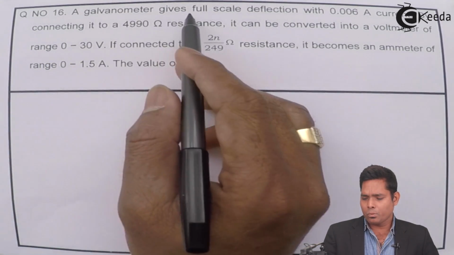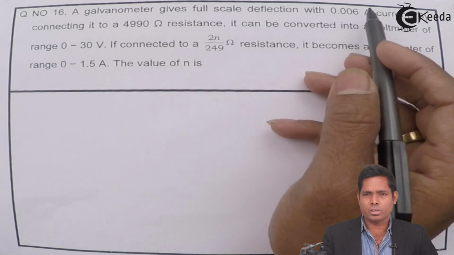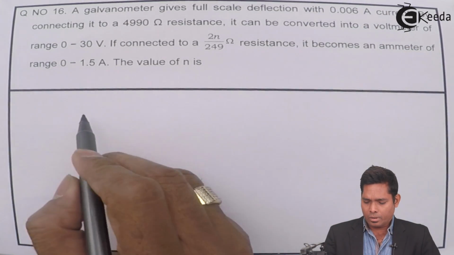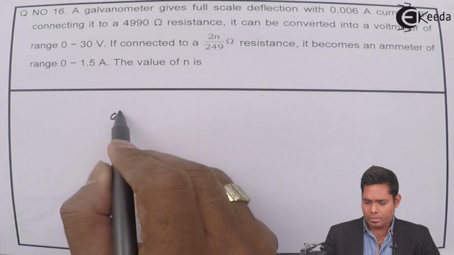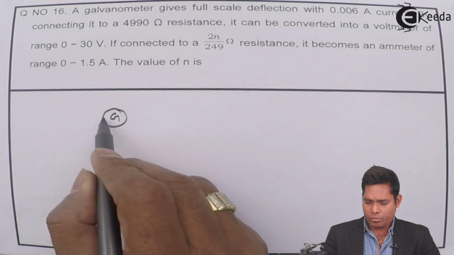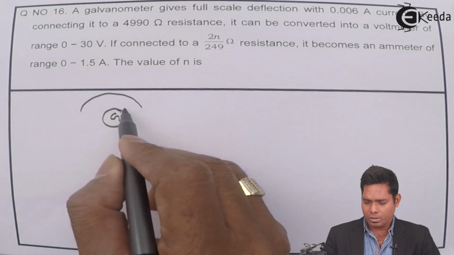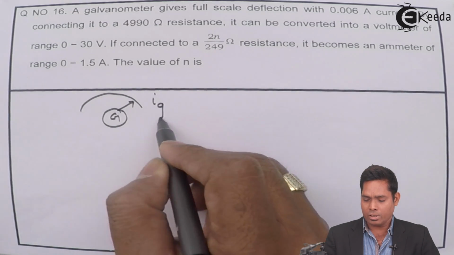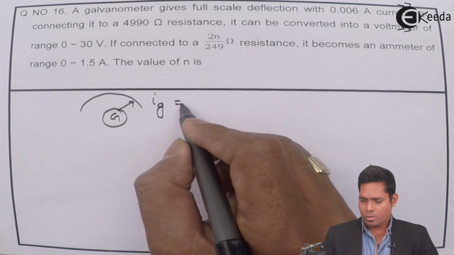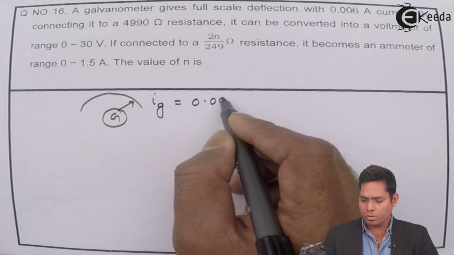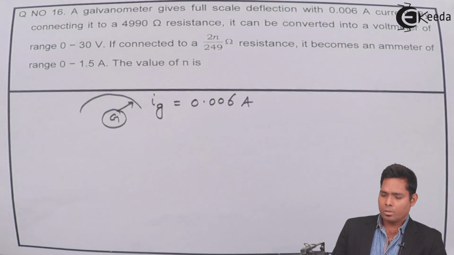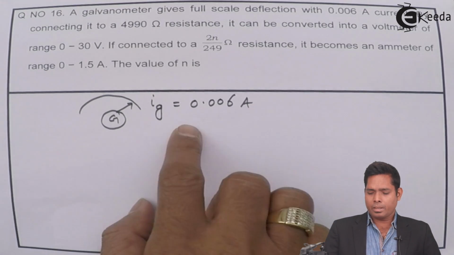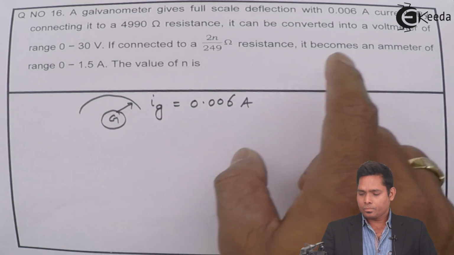A galvanometer gives full scale deflection with 0.006 ampere. There is a galvanometer which gives full scale deflection, that is, the Ig value is given as 0.006 ampere. So this is the maximum current that this galvanometer can measure.